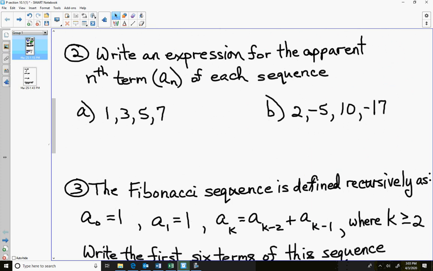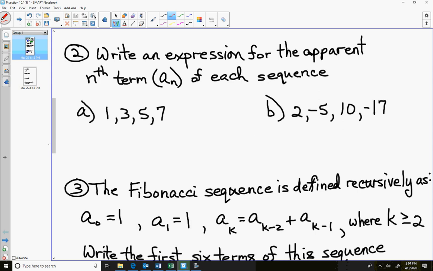Number 2, going the other direction. Now, this turns into a little bit of a puzzle. So this is really easy if you figure out the puzzle. It's very challenging if you don't, but it's a puzzle. Write an expression for the apparent nth term, a subscript n, of each sequence. So in this case, they've told us 1, 3, 5, 7.